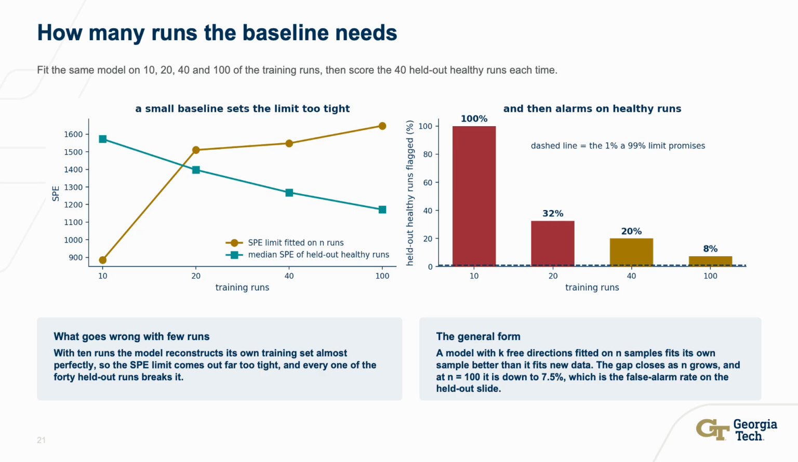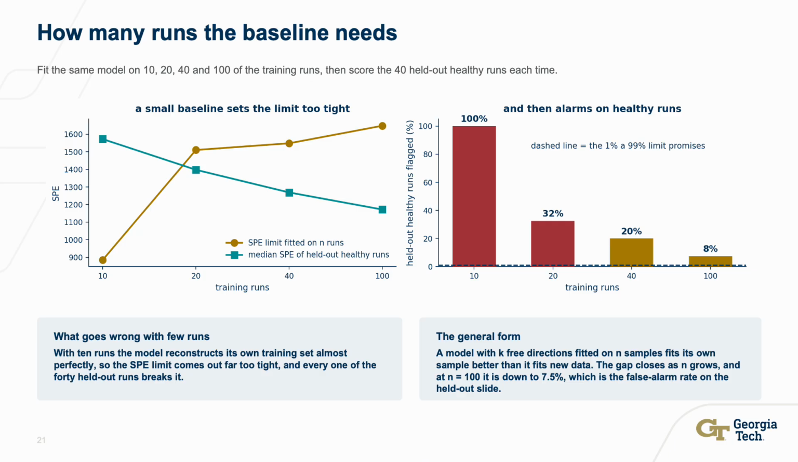The mechanism is worth stating in general terms because it is not specific to this method. A model with k free directions fitted on n samples will always fit its own samples better than it fits new data, and the gap shrinks as n grows. With 10 runs and 3 components, the model can bend to accommodate its training set almost exactly, so the residuals it sees during fitting are unrealistically small. So the limit derived from them is unrealistically tight.